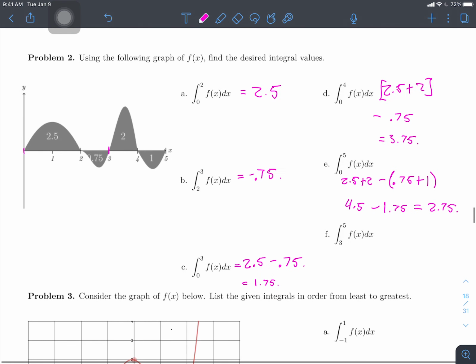Okay, so that's about as complicated as it gets, right? We got area above in multiple places. We've got area beneath in multiple places. All we have to do is just find out what is the total area above, what is the total area beneath, and subtract. How do we feel about that? Any questions on this example?